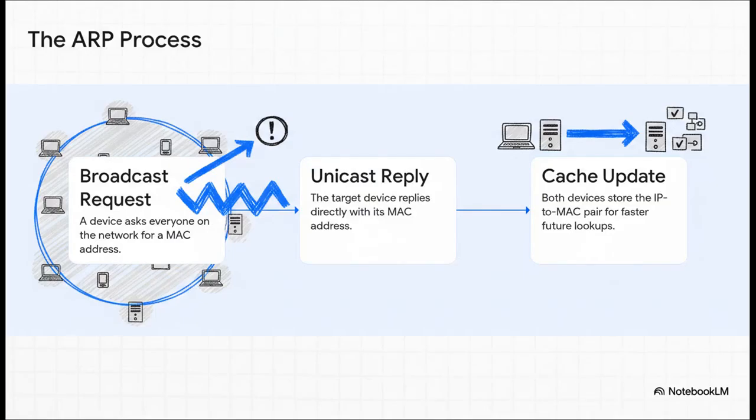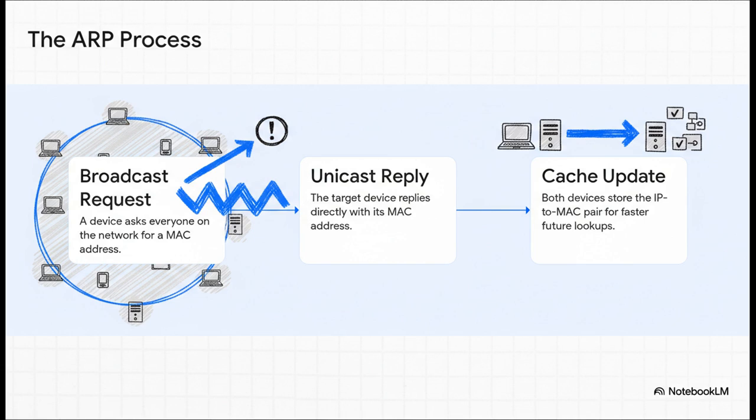So here's how it all goes down. Let's say your laptop wants to talk to your printer. First, your laptop just shouts a broadcast message to everyone on the network, saying, hey, who has the IP address 192.168.1.50? Every device hears it, but only the printer, which actually has that IP, sends a direct reply, a unicast, saying, that's me, and here's my MAC address. And then, for the final step, both your laptop and the printer jot down that information in their ARP cache, so they don't have to ask again anytime soon.